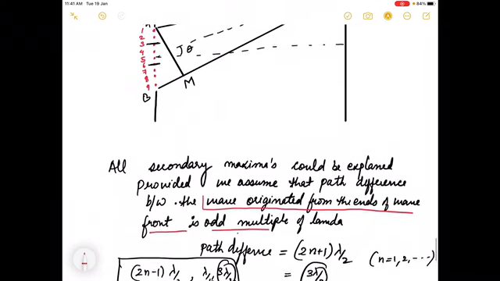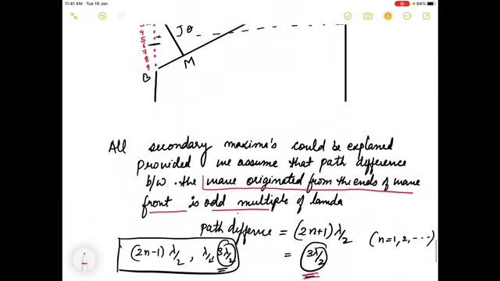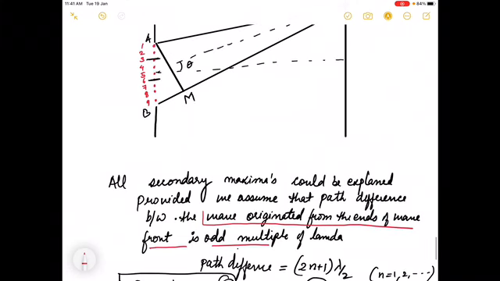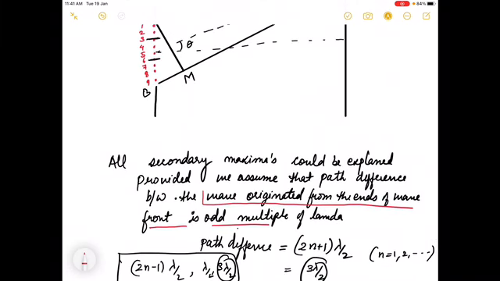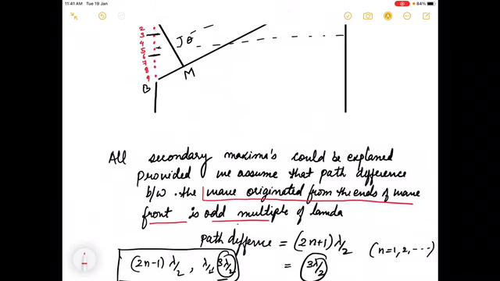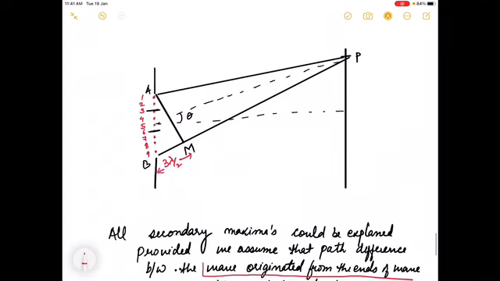Now when I divide into 3 groups, what does that mean? You have to understand. What does it mean that I have divided into 3 groups, right? So now you have to understand that 3 groups mean 3 lambda by 2 will be the path difference for the entirety, yes or no? 3 lambda by 2 will be the path difference for the entirety, right?